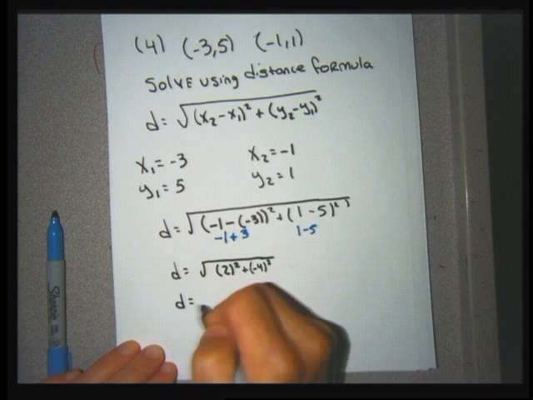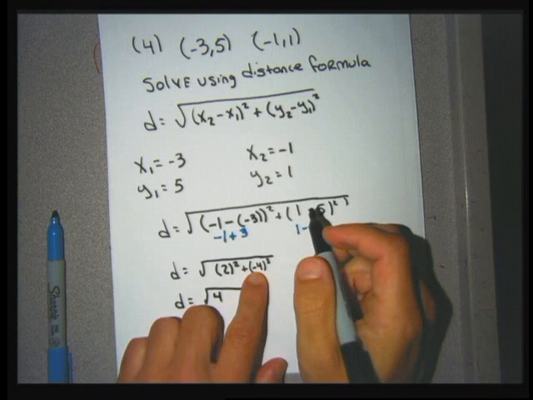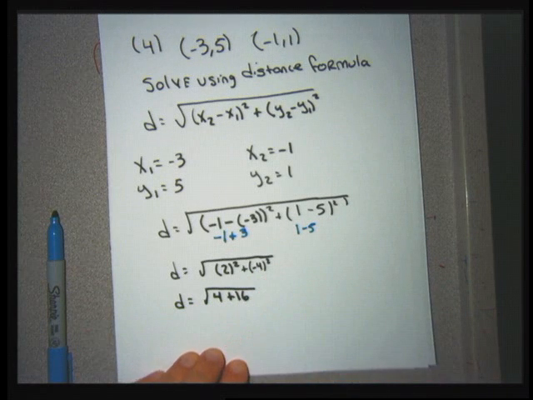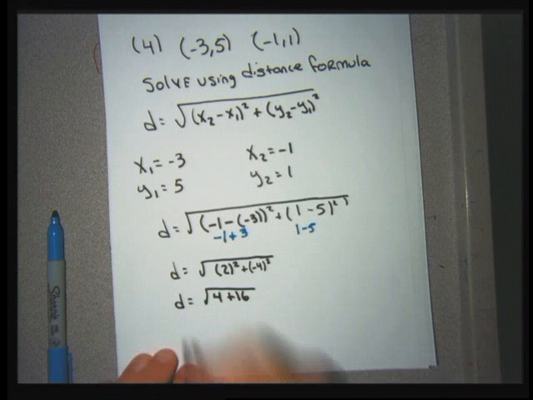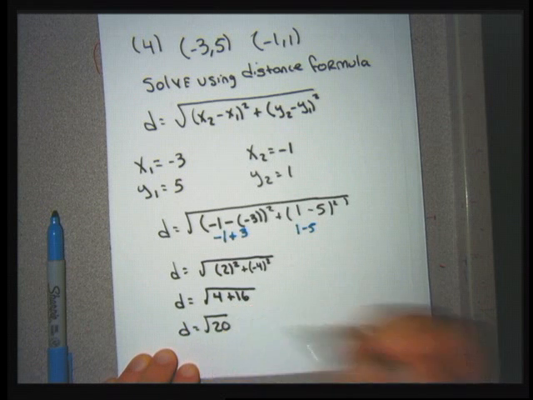So I did parentheses first, now I'm going to do exponents. First exponent, 2 squared is a 4. Second exponent, negative 4 squared is negative 4 times negative 4, which is positive 16. So this gives me the square root of 4 plus 16. So the distance between the 2 points is the square root of 20.